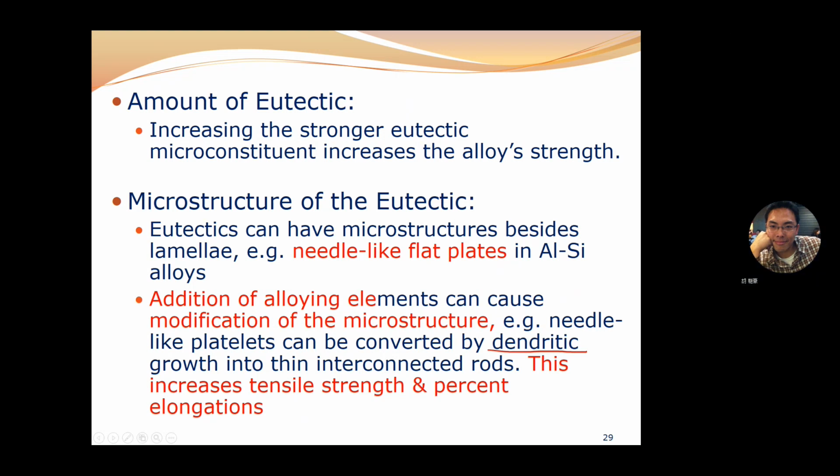increases the tensile stress and the percent elongation. Wow, it's quite amazing, because this kind of structure can increase both the mechanical strength and the elongation. Usually these two types of mechanical properties, tensile stress and elongation, will not be enhanced simultaneously under the same condition.